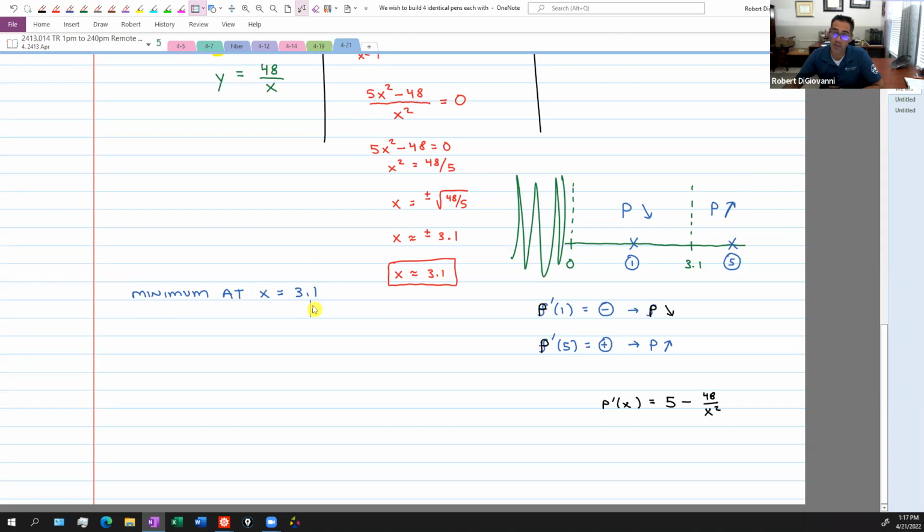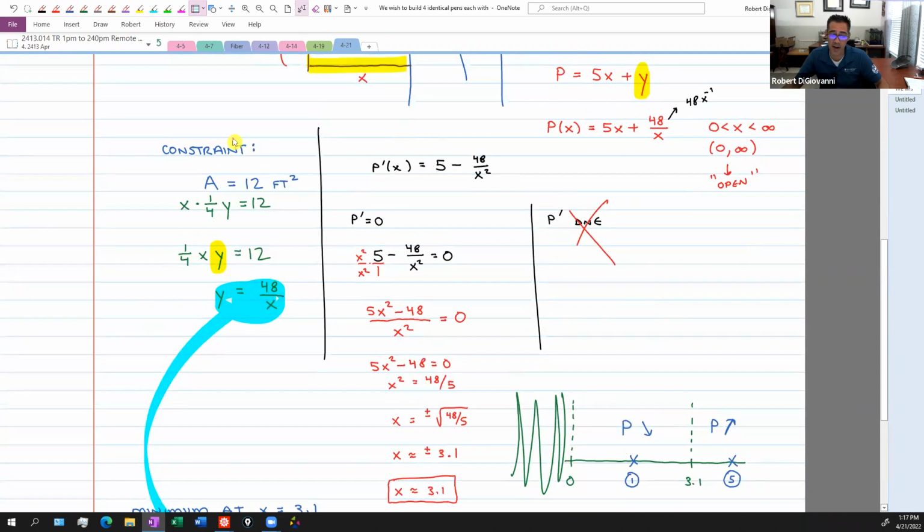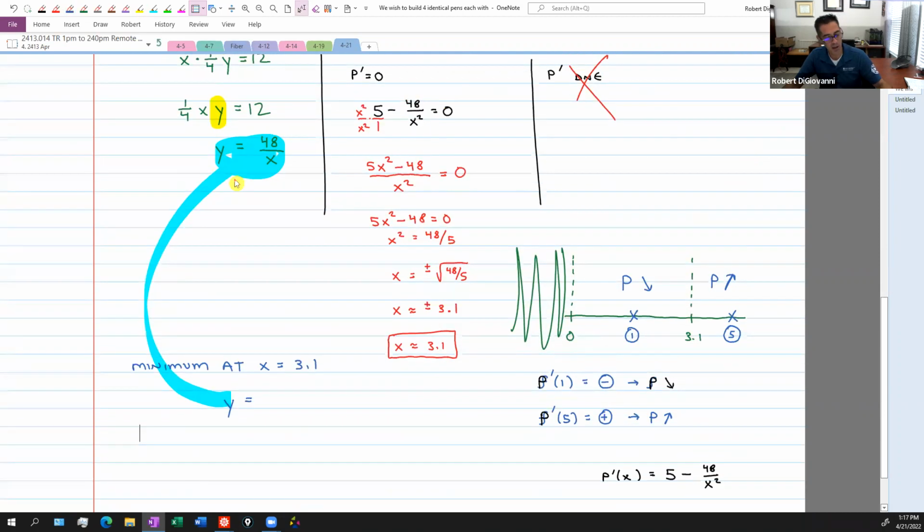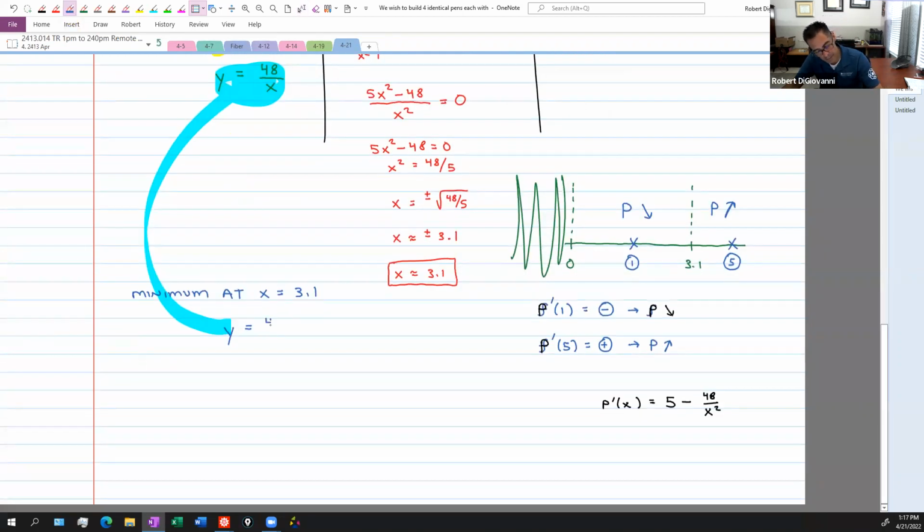Well, if I know what x is, now I should be able to get y. So y is equal to, it's right here. I can see it right there. That comes from the constraint. The constraint will always help you get the other variables. So I'm just going to take 48 and divide it by 3.1. 15, we'll round to 15.5.